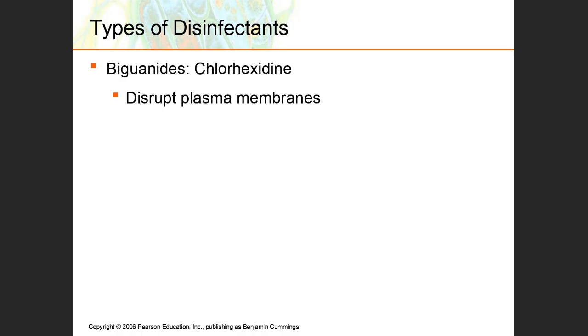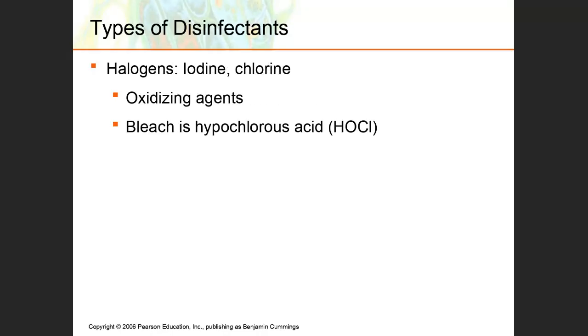The biguanides, like chlorhexidine, help to disrupt the plasma membrane. So again, the cells leak and they die. The halogens like iodine and chlorine are very strong oxidizing agents. When you mix bleach with water, it forms hypochlorous acid, and that's what actually does all the disinfecting and all the killing. They're very, very strong and very effective.